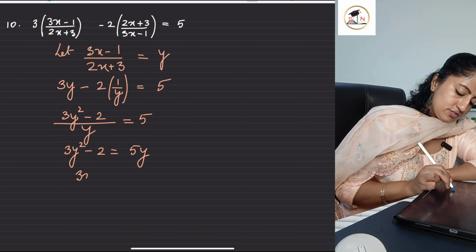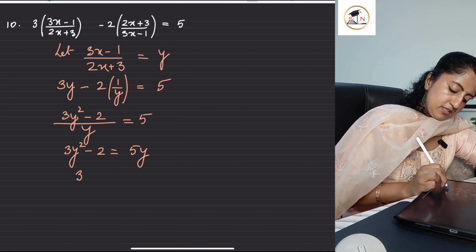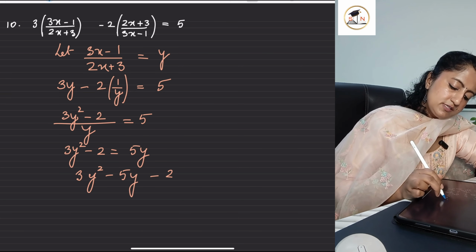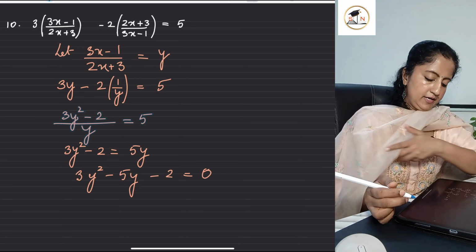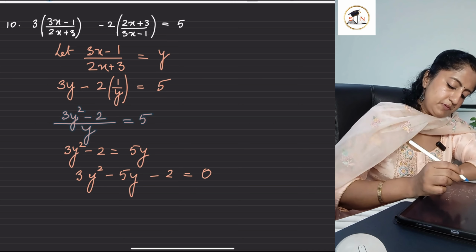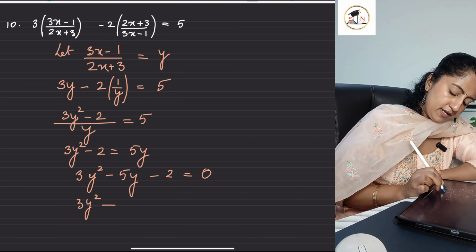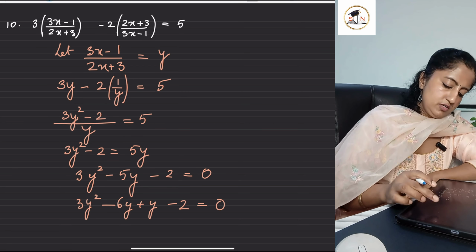Bringing it into standard form. See, I'm writing x, I'm so used to writing x. 3y square minus 5y minus 2 equals 0. So we got the equation into the standard form, right? Now, I'll do the splitting. 3y square minus 6y plus y minus 2 equals 0. So what do we get?